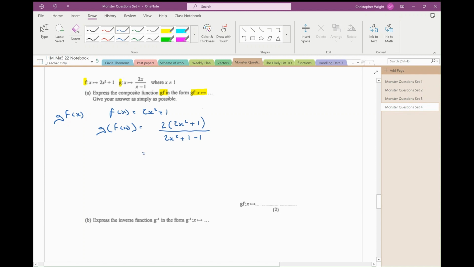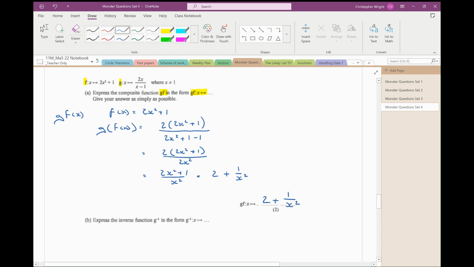Well, actually, I'm going to leave that as that for the time being. On the bottom, on the denominator, I've just got 2x squared. I'm going to divide top and bottom by 2. Gives me 2x squared plus 1 over x squared. And I should think that that is probably the answer. Or having said that, we could simplify that a bit more if we wanted to, perhaps, and call it 2 plus 1 over x squared.